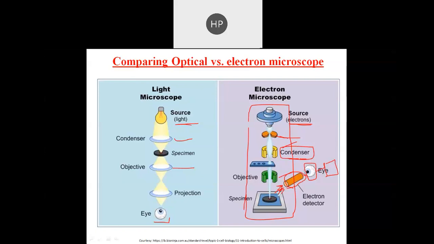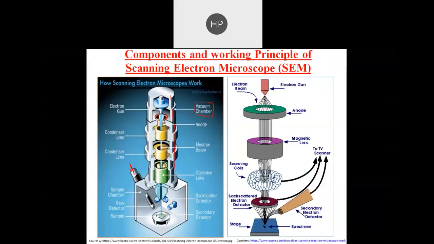So this is the basic difference between the optical microscope and the electron microscope. Now today we are going to see in detail the construction of the electron microscope, and the construction and use of each and every part. So these are the components and working principle of SEM.